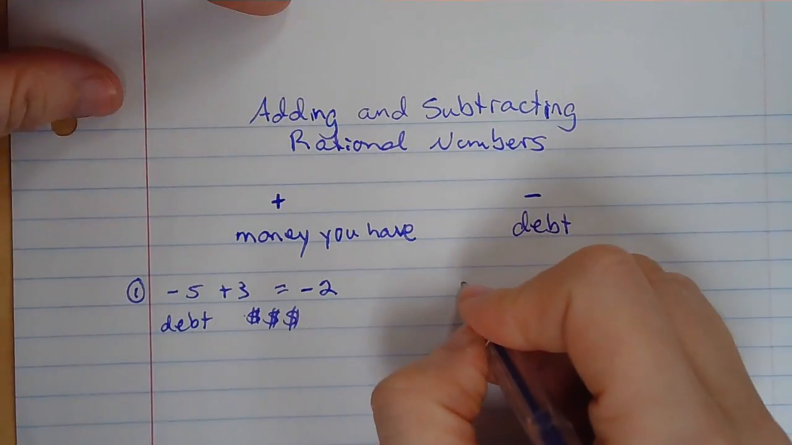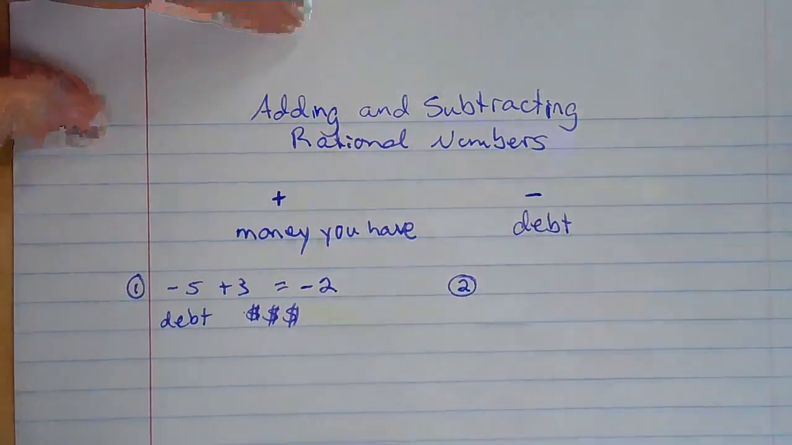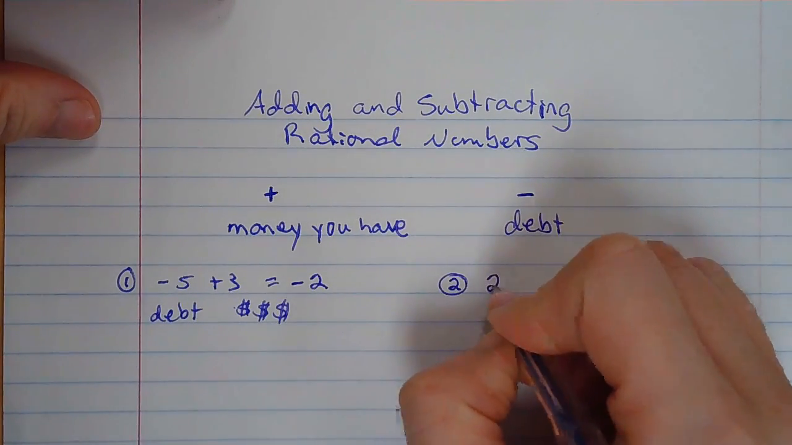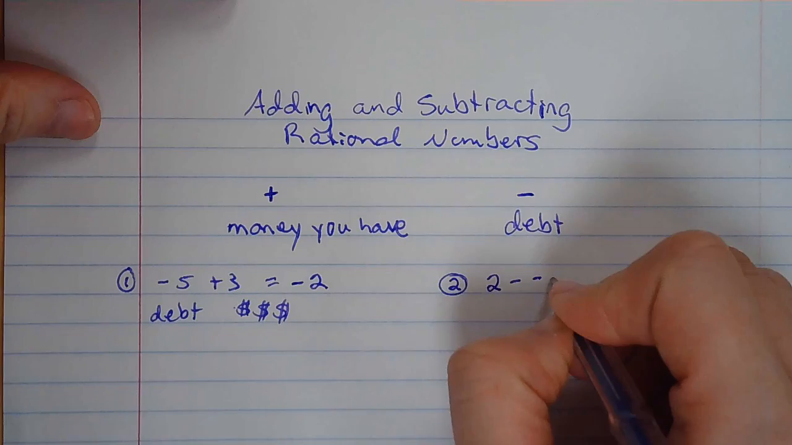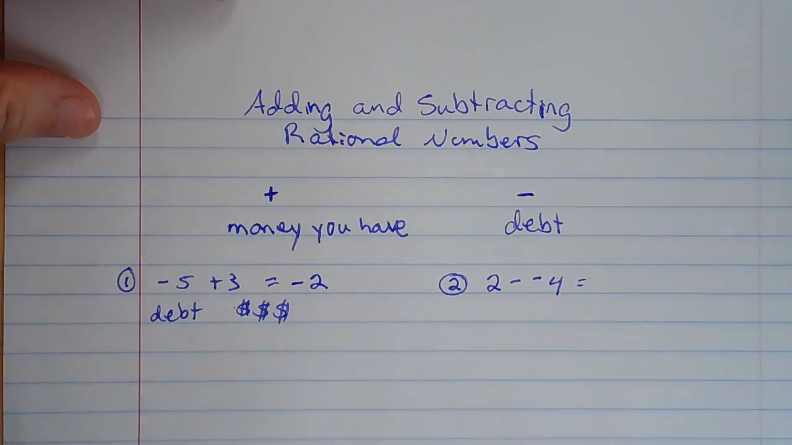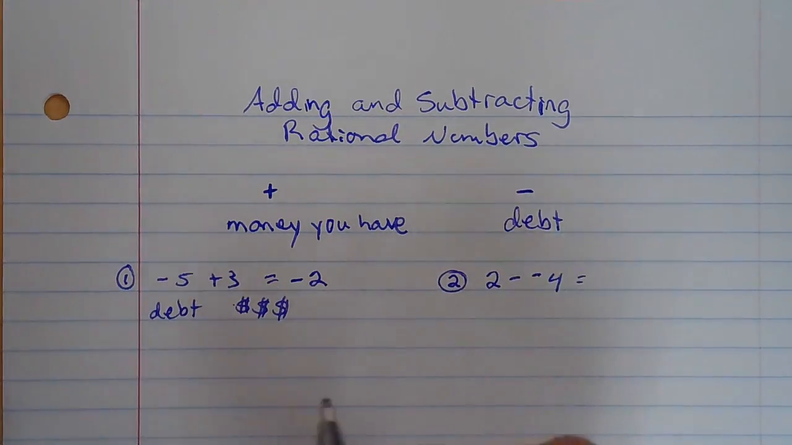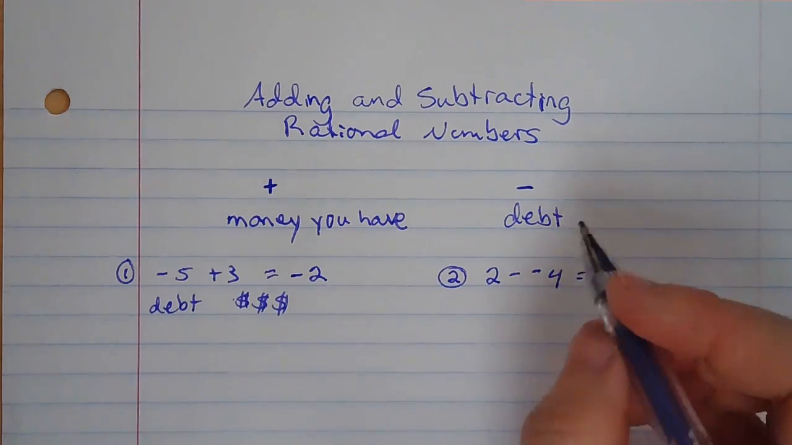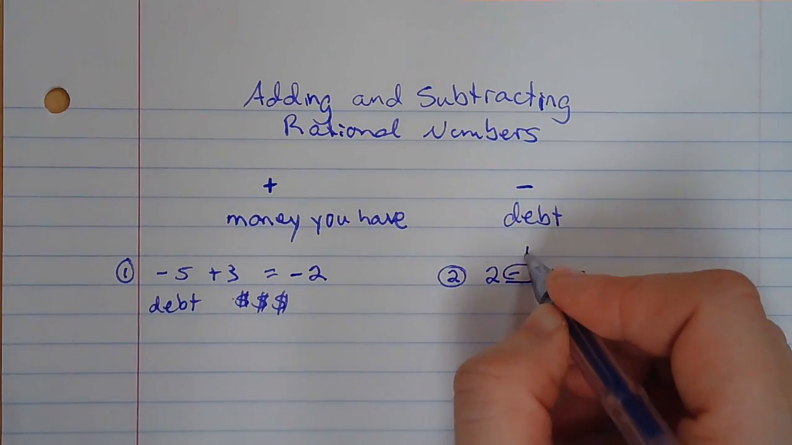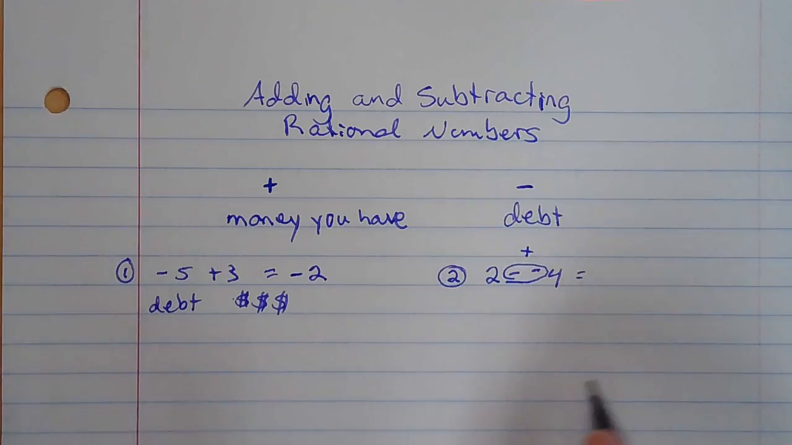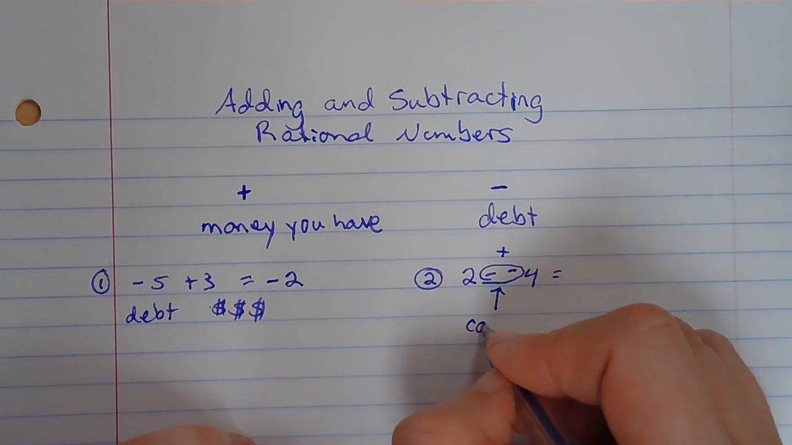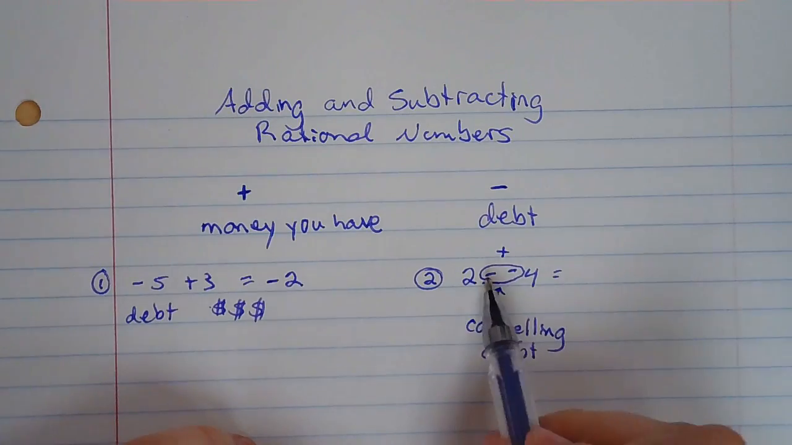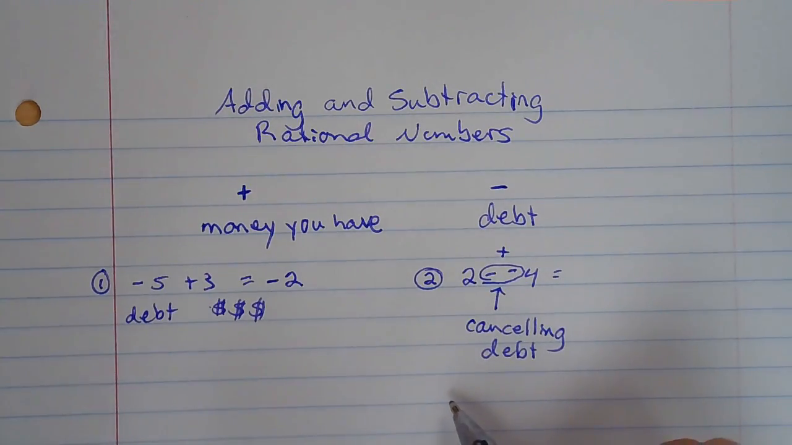Or let's look at it this way. What if we have 2 minus -4? Now this is one rule that you could, if you want to, go ahead and memorize, because it's just one rule. If you see a double negative, it's really the same as a plus. You can think of it as canceling debt. So I had a $4 debt that's canceled.